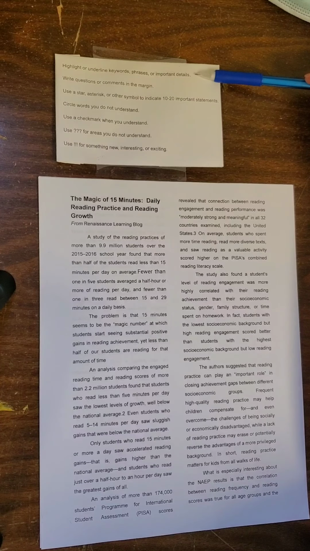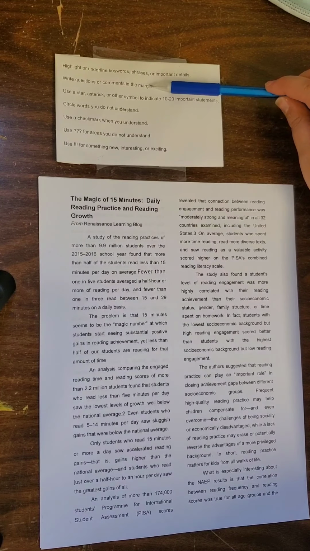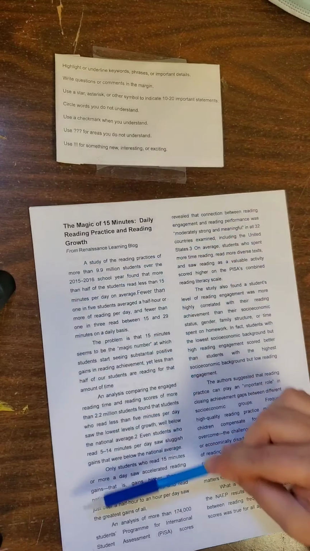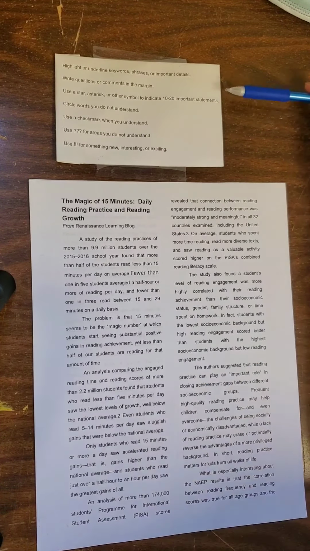First, you want to highlight or underline keywords, phrases, or important details. Next, you write questions or comments you have in the margins, so along the sides of the paper here. Third, use a star, asterisk, or other symbol to indicate 10 to 20 important statements. It's 10 to 20 important statements for a book, but really there's not entirely a guideline on that. If you think something's important, you should definitely put a star next to it.